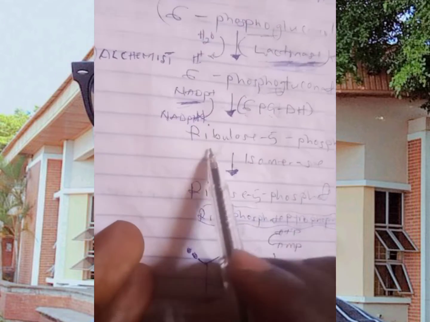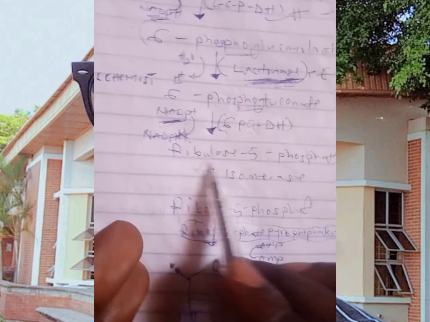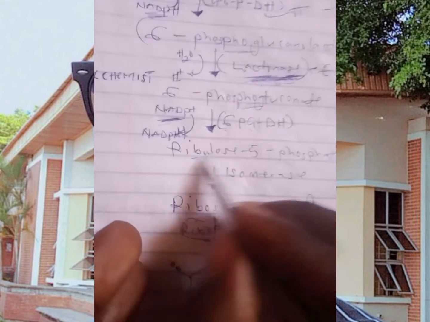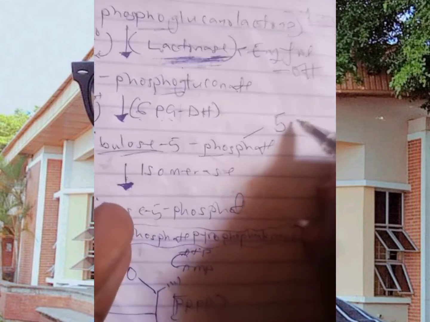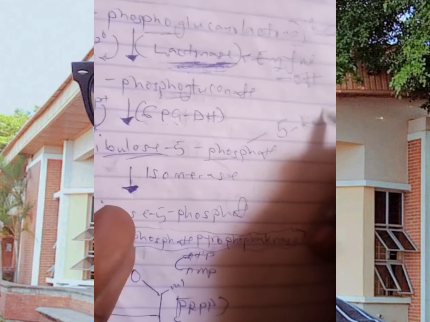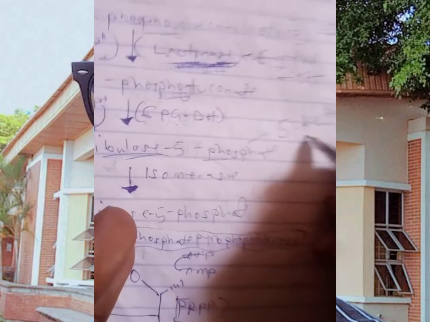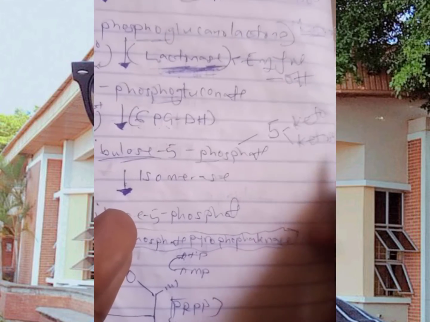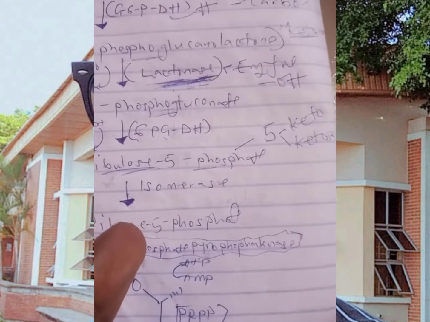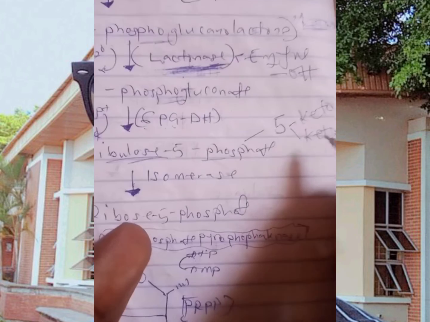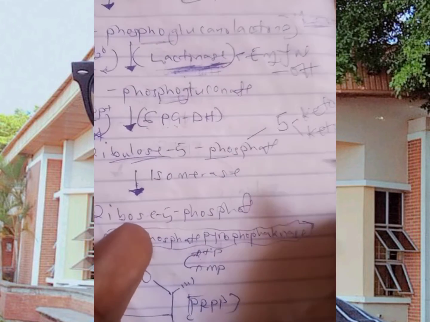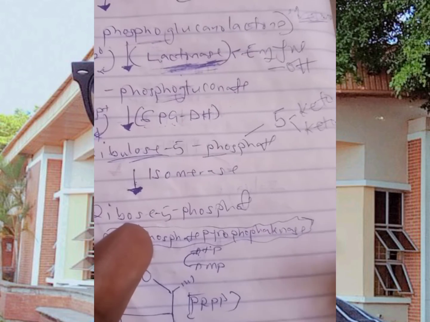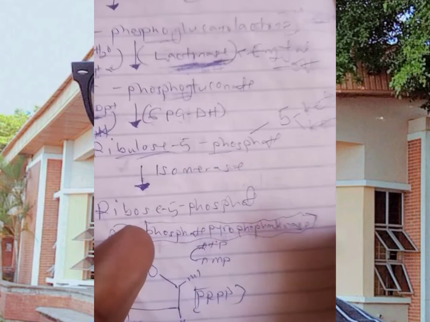And what do we have next? We have ribulose 5-phosphate. This ribulose 5-phosphate is a 5-carbon sugar, but it is a ketone. It is part of the ketoses. When you're talking about sugars, we have the ketoses and we also have the aldoses. Aldoses are sugars made from aldehyde. Examples are glucose, ribose, etc.